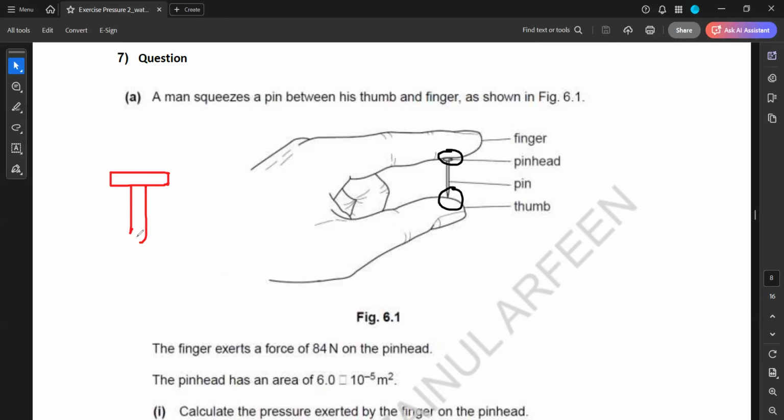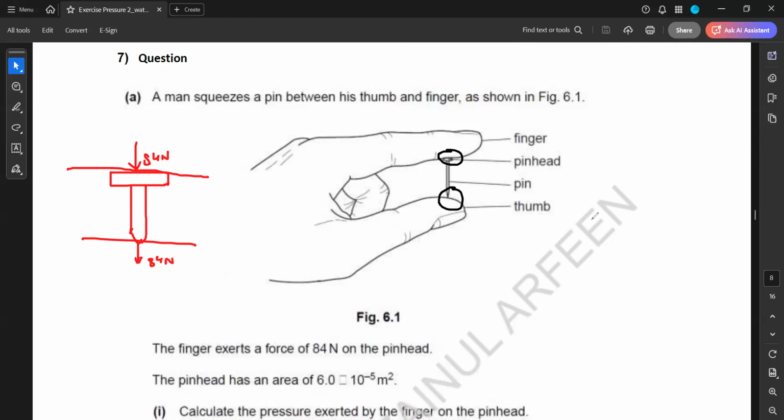Look, this is a pin. For example, this is representing a pin. He is applying a force of 84 Newton. On the other side also the force is 84 Newton. But why does it hurt more on the thumb rather than the finger? Because the area in contact is less with the thumb.